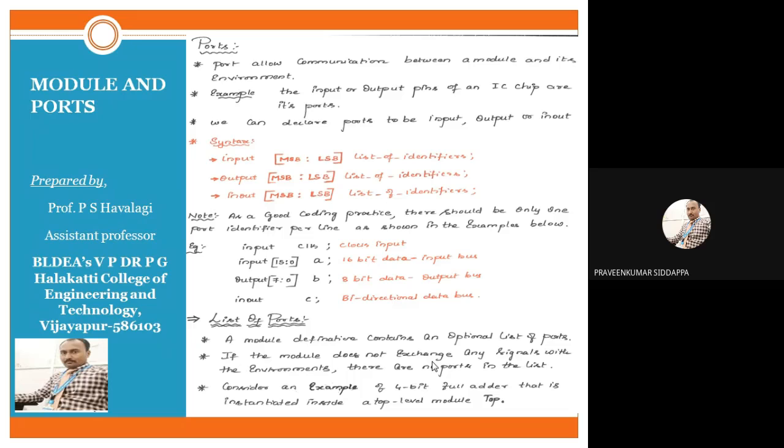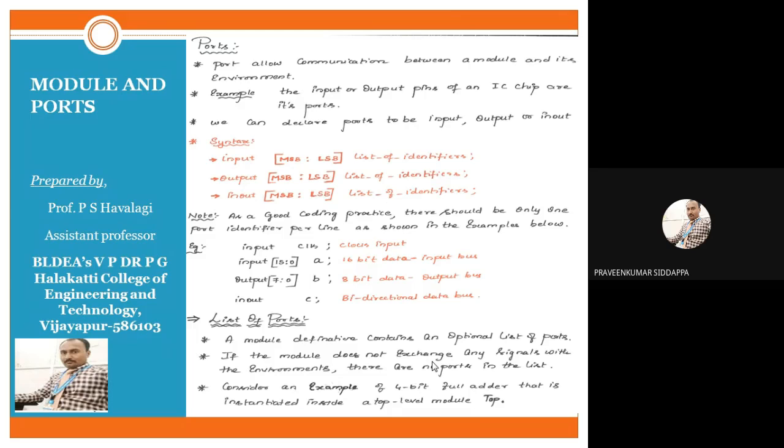The same standard pattern is used: input, within square brackets MSB colon LSB, list of identifiers. Input is a keyword. The same input is used in the second example: input [15:0] A. Input is a keyword, and A is a list of identifiers, that is, a variable. That variable is used 16 times: A0, A1, A2, A3, where A is the common name. Because of that, it should be 16-bit wide, and if it is 16-bit wide, we have to write it in this pattern.